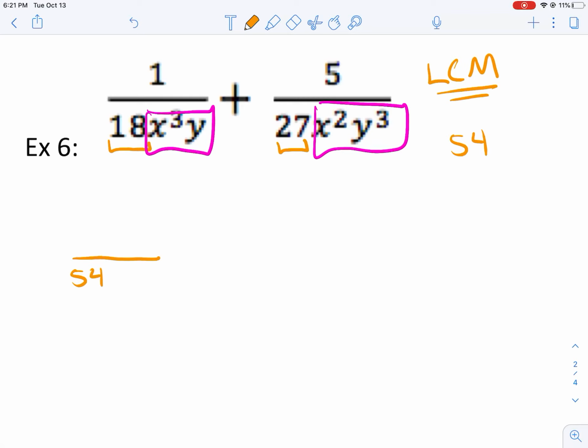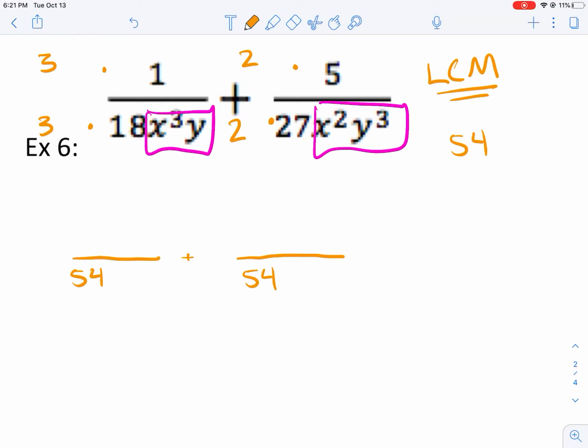I'm going to put the 54 there. Notice I'm giving myself some space. Over here, I'm going to have to multiply the top and the bottom by 3. Over here, it's going to be a 2. Notice I left a space there because there's going to be some things after that 2 and that 3. Now let's focus on what we have in pink.